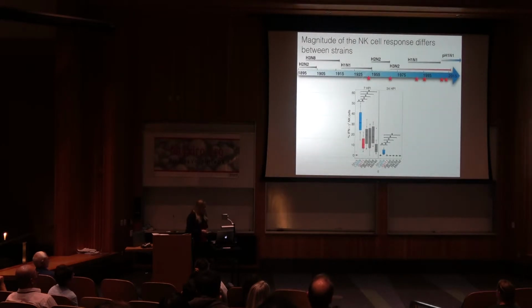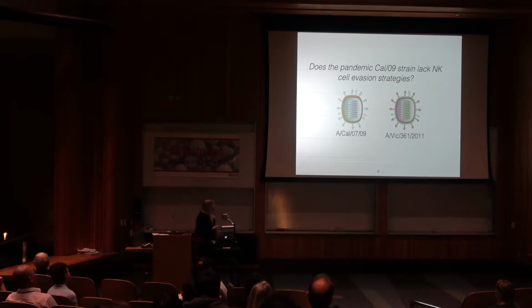preserved. And we've confirmed this in over 40 donors, looked at interferon gamma mRNA and secreted protein levels, and observed this response in influenza-naive lymphocytes as well. And so this raises the question, does this pandemic H1N1 strain lack an NK cell evasion mechanism possessed by the other strains? And if so, what does it consist of?